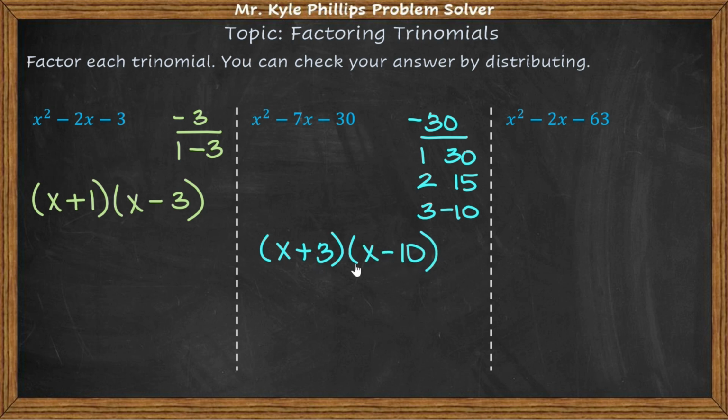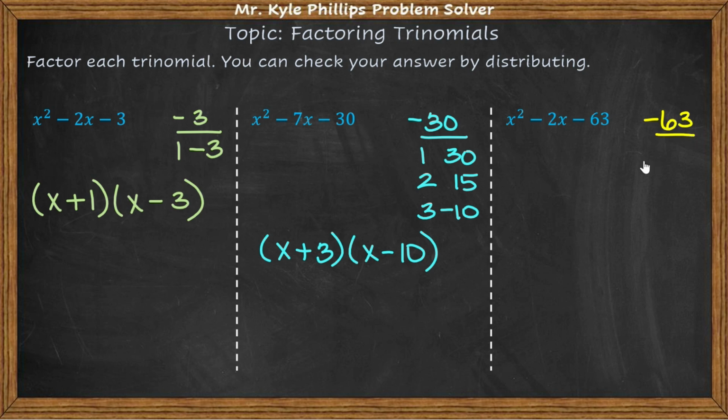Always check with your numbers to see if you're right. What's positive 3 times negative 10? That's negative 30. Now add them. Combine the numbers. What's positive 3 minus 10? That should give you this middle value. All right, as long as you're checking that, you should get these right every time.